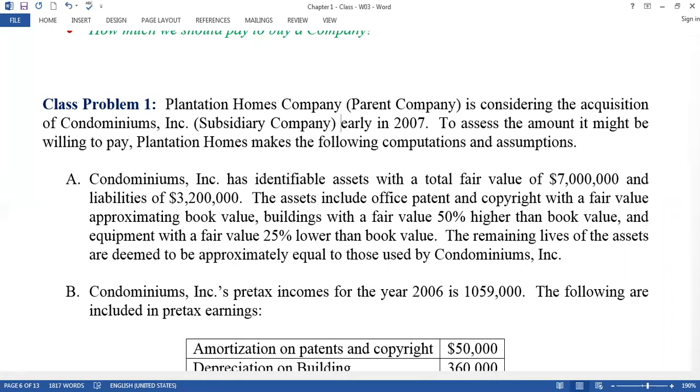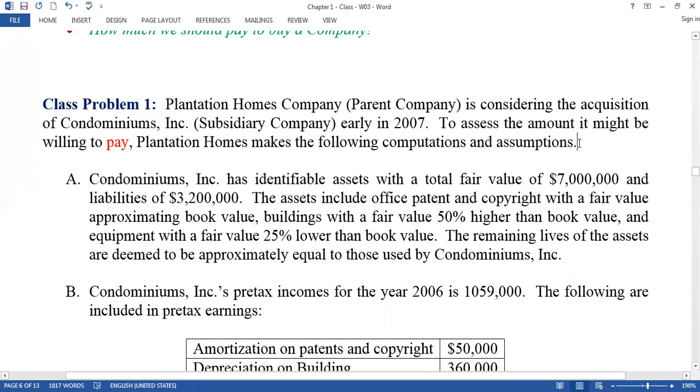Now, as you have a plan, you should do some calculation. What should be the amount you have to pay to buy this company, right? This is the thing we are going to learn actually. So you decided to buy one company. Now it is your responsibility to make some calculation. What should be the price to get this kind of company? You have to calculate this. So to assess the amount it might be willing to pay, we are going to calculate what is the amount we are willing to pay. Okay. So the parent company is considering the following assumptions.